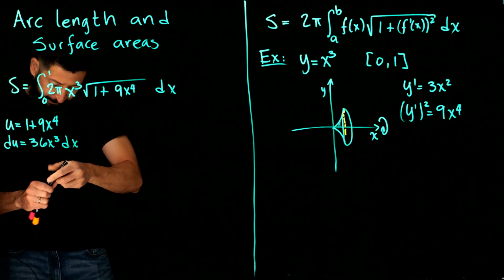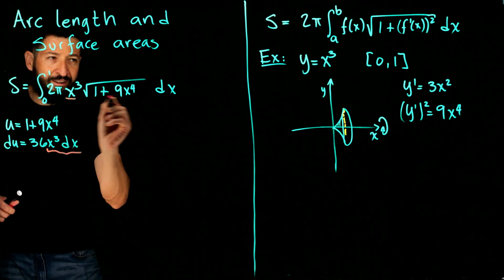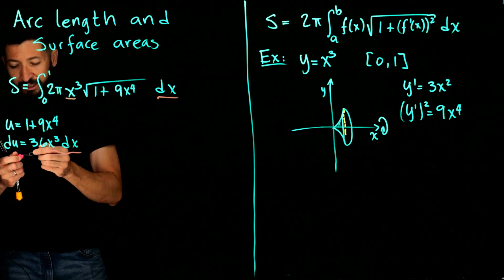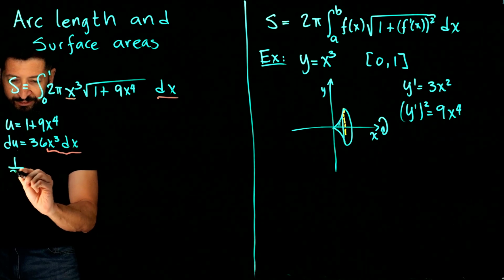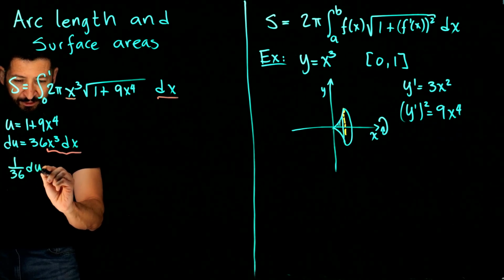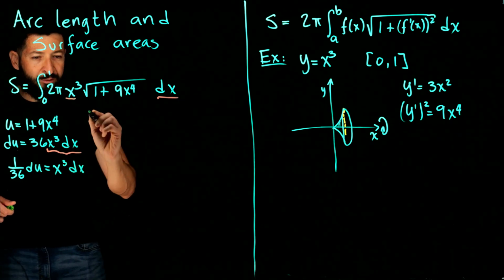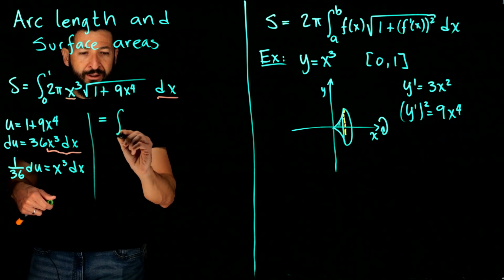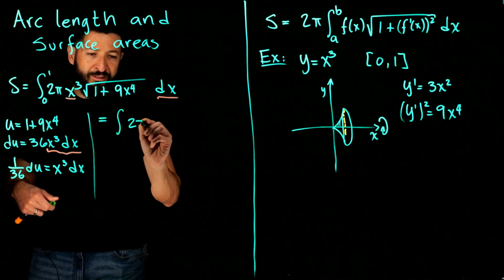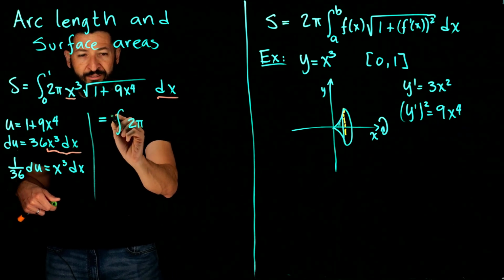And notice that the x cubed dx is here. So you can just solve for that x cubed dx. So write 1 over 36 du, and that's going to be your x cubed dx that you can now substitute in. I'm going to do the endpoints in a second, so let's keep going. I should have done the 2 pi outside, my bad. But this x cubed dx is going to be 1/36 of du.